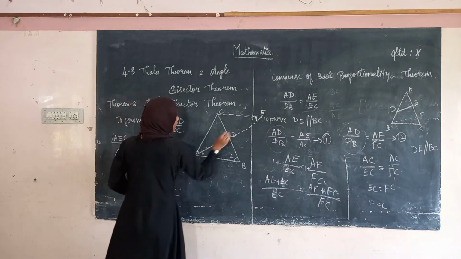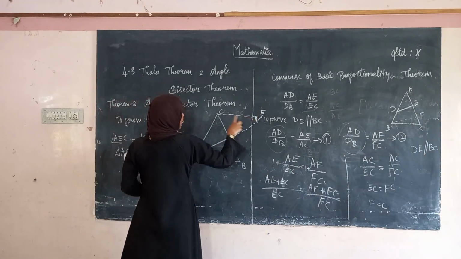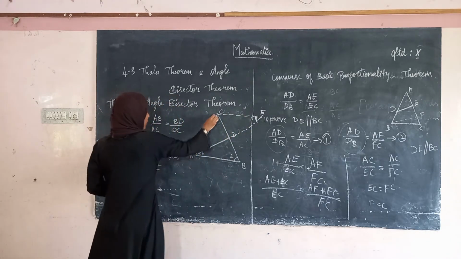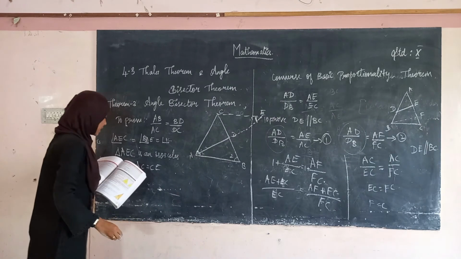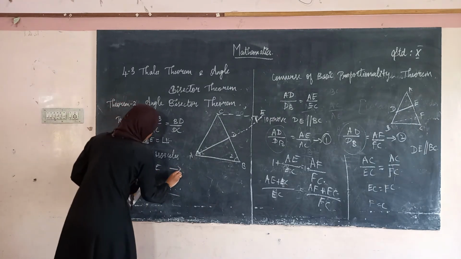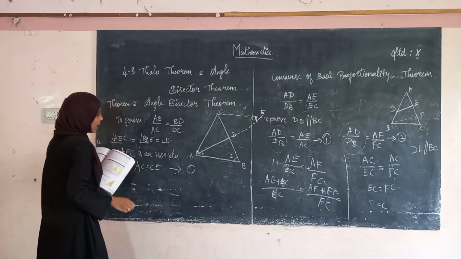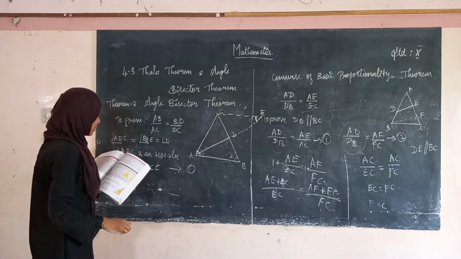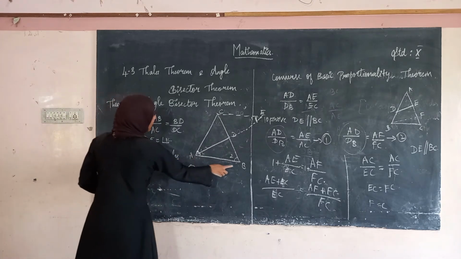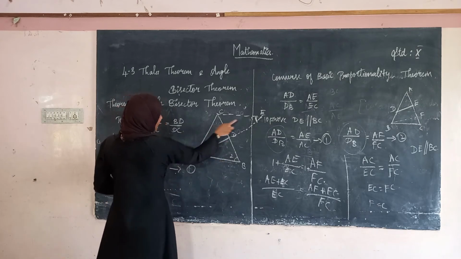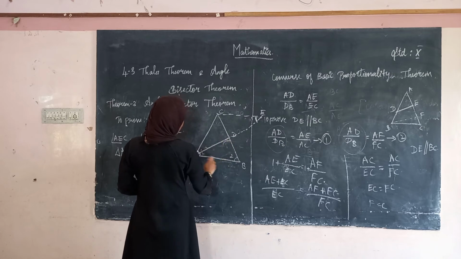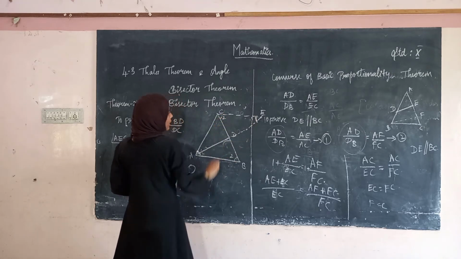Since this is 1 and this is 1, we can say ACE is the isosceles triangle. Therefore, two sides are equal. Therefore, AC is equal to CE. Okay, take this as 1. And then triangle ABD is similar to ECD because, see, this is 1, this is also 1, and if this is 2, this is also 2, right?